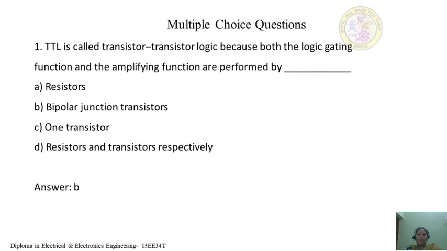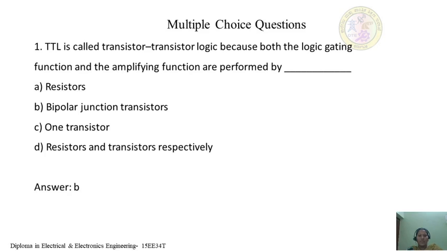Next, we'll move on to some of the multiple choice questions on these types of IC logic families, TTL, ECL and CMOS. The first question goes like this. The TTL is a transistor-transistor logic because both the logic gating function and the amplifying function are performed by the option A, resistors, option B, bipolar junction transistors, option C, MOS transistors, option D, the resistors and the transistors respectively.